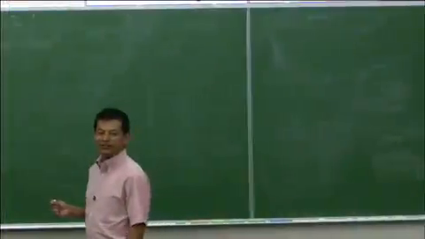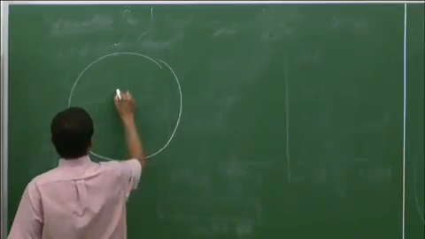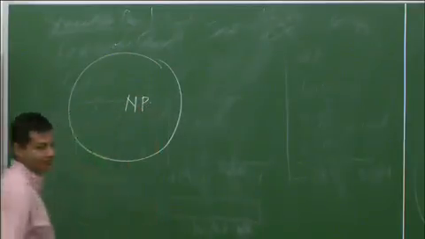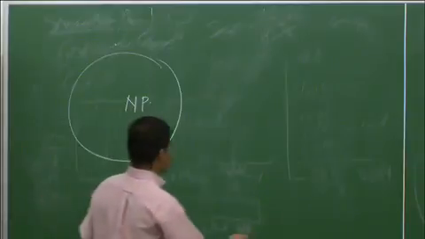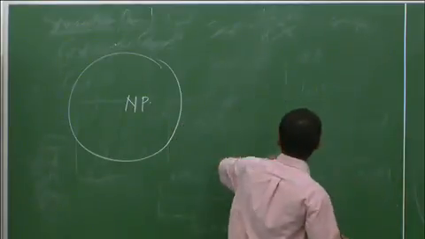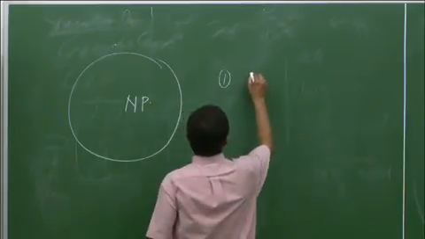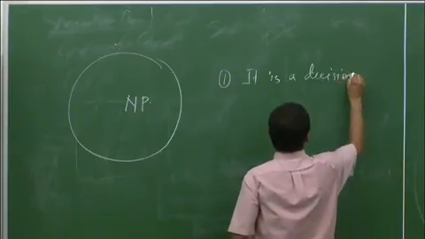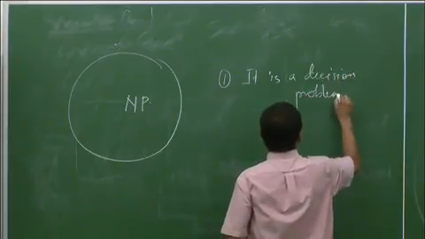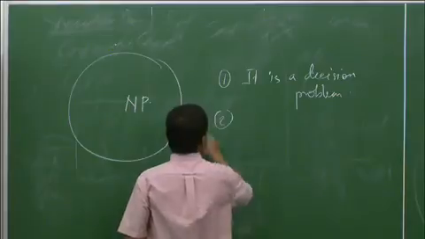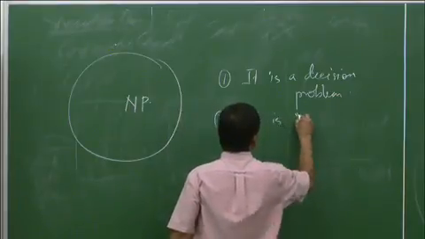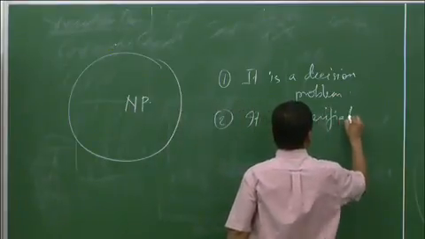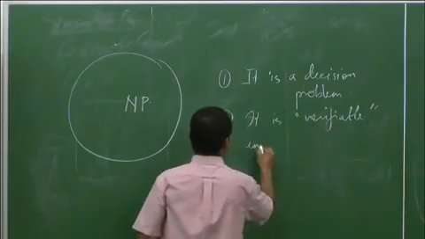So let me remind you exactly where we were last time. We had defined this class called NP, right? NP essentially is characterized as follows. A problem is in NP if one, it is a decision problem, and two, it is verifiable in polynomial time.